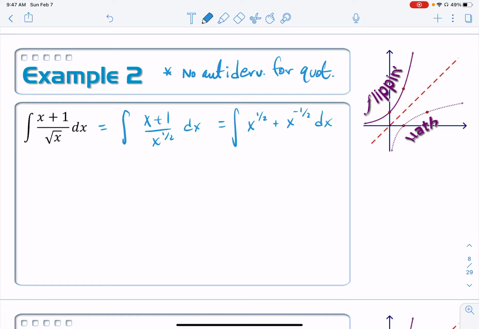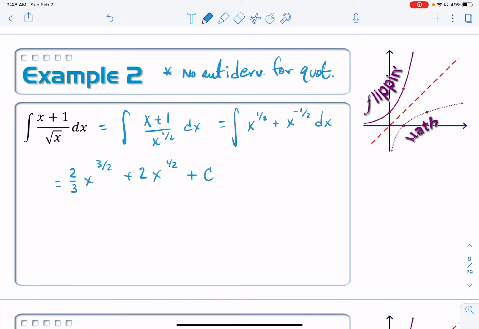And now term by term, use the power rule on it. So I would have x to the 3/2, adding 1 to it, divided by 3/2. When you divide by a fraction, it's the same thing as multiplying by the reciprocal, so it's 2/3 up front. And then plus x to the, if I add 1 to negative 1/2 gives me positive 1/2, divided by positive 1/2, again multiplied by the reciprocal, it's a 2 up front, and then don't forget your little plus c business there, and that's pretty much done.